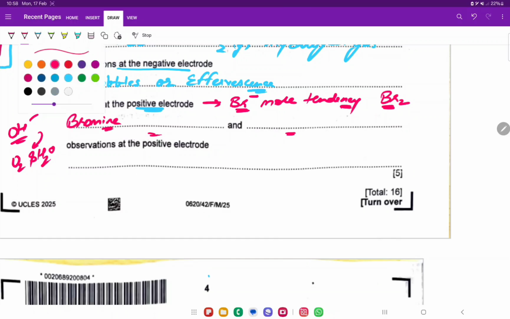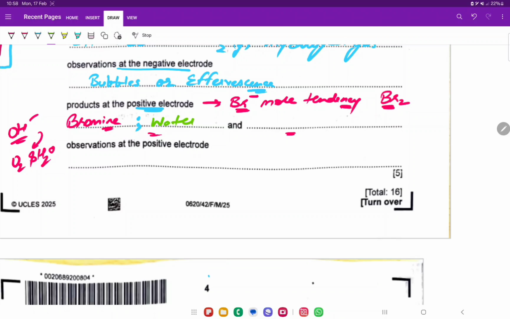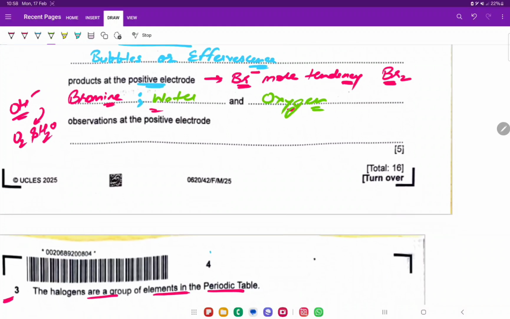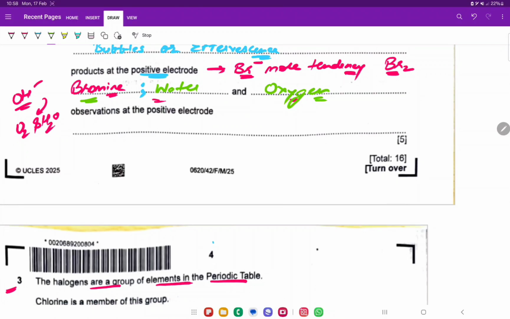But as per IB it is bromine, but IGCSE accepts it as water and oxygen gas. I had seen some of the MCQs where they are accepting water and oxygen gas, and some are accepting bromine. So these 2 should be the answer in the answer keys. I believe both will be there.